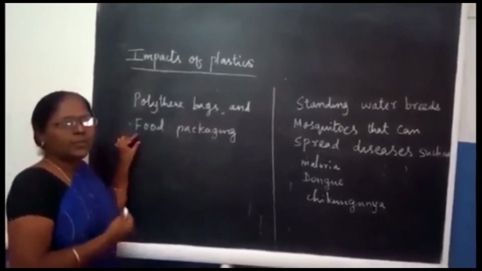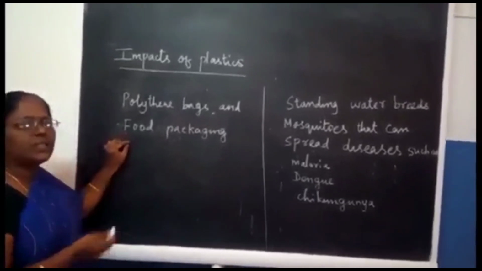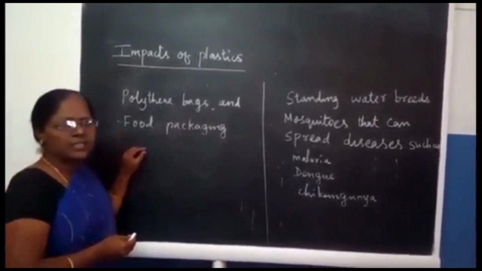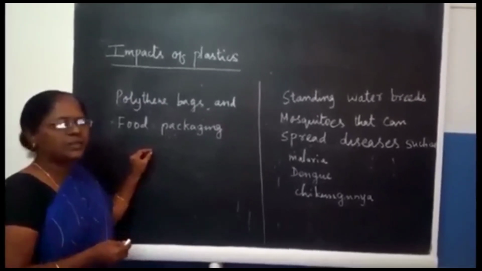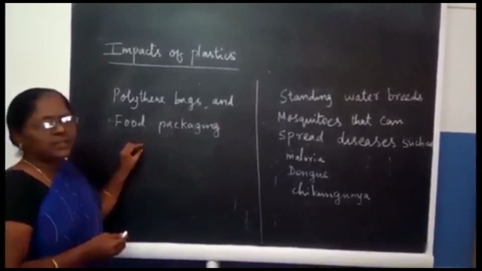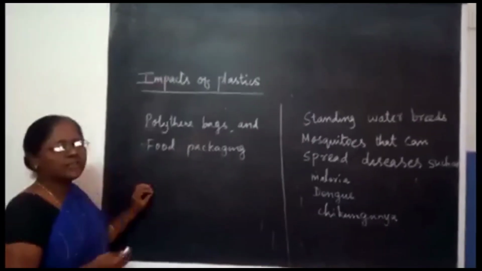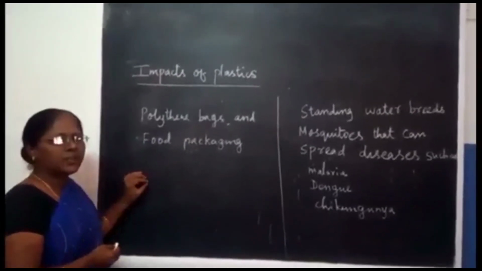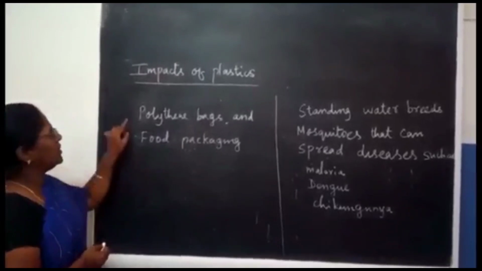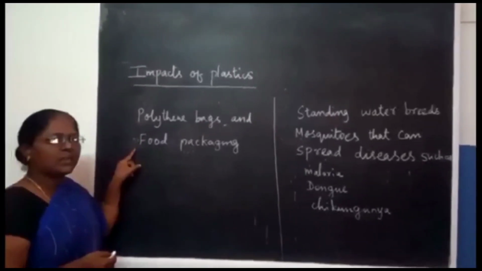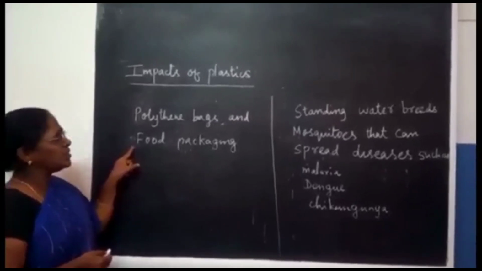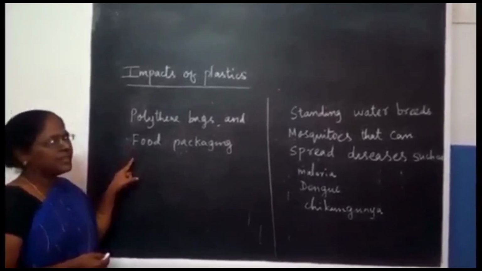We see garbage waste that contains different kinds of plastics. They do not decompose or biodegrade. So here these plastics are waste and they are polluting the environment. Next are the polythene bags and food packaging. This is under one-time use plastics. So this is also polluting the environment.